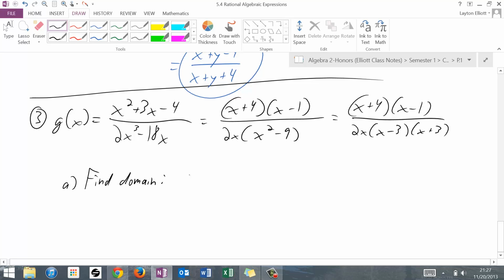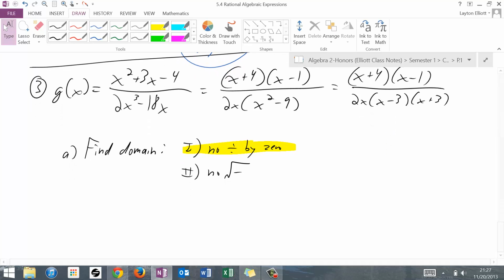When I find the domain, I have one first rule of domains, something to review. Remember that we cannot divide by 0. The cardinal rule in mathematics. And rule 2 for domain is no square root of a negative number. Well, we're dealing with the first one here. So what I have to do is look and say, what are the values that are going to give me 0 in the denominator? Those values are 0, because don't forget about that one, and then plus or minus 3.